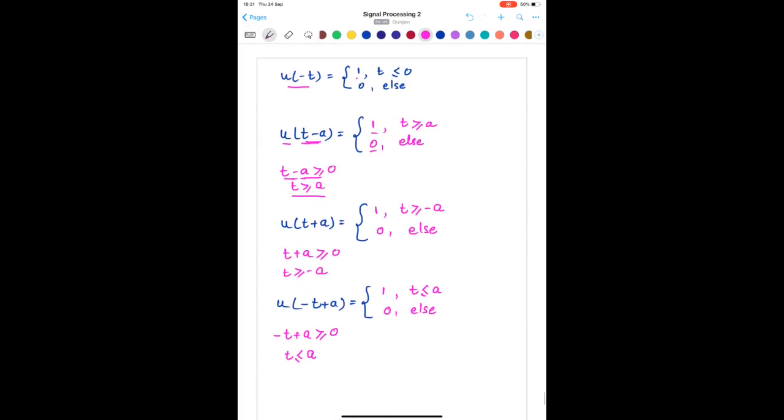Another version of this signal is u of t plus a. So put t plus a greater than or equal to 0, which means for t greater than or equal to minus a, this signal has amplitude equal to 1. These are all different ways of writing this signal when t is positive. Now if my t is negative, then it's minus t plus a greater than or equal to 0. If you take this t to the other side, it will change the polarity, so it will be t less than or equal to a. This signal has amplitude 1 and else it is 0.